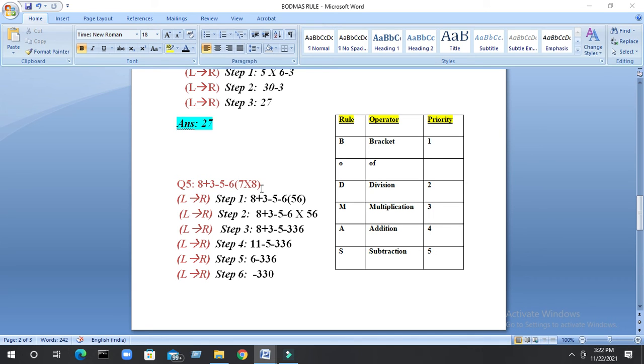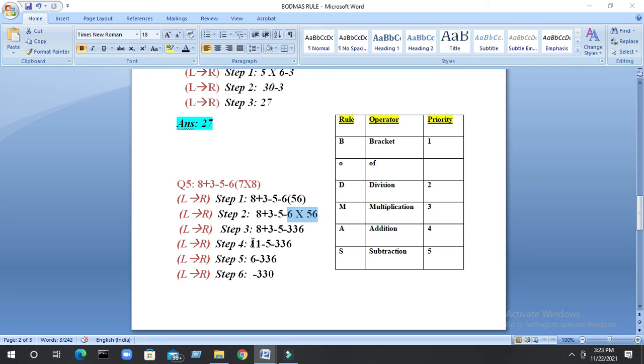What is the operation that I have? 7 into 8. After the bracket, multiplication took the priority there. 7 into 8 is 56. But you are still inside the bracket. Next, left to right, step 2. Write down the exact equation, but with the replacement of the answer inside the bracket. 8 plus 3 minus 5 minus 6 into 56. Yes, now look for multiplication, as this has taken the priority over addition and subtraction. Done. So now 8 plus 3 minus 5, but it is 6 into 56, which is 336.